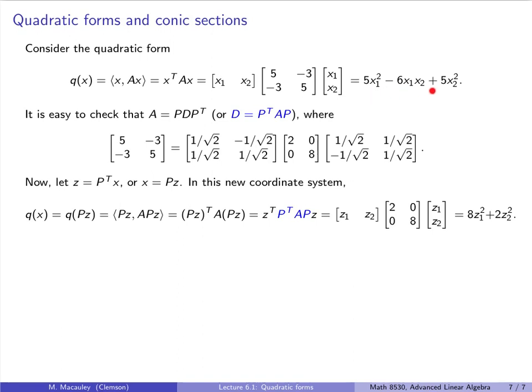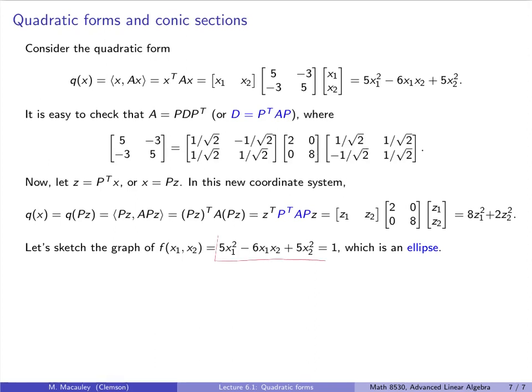Now the graph of this is some sort of surface. I think it's an ellipsoid. That's not clear at all. So what I'm going to do is analyze a particular level set of this. I'm going to sketch the graph of this function, which I claim is an ellipse. That's not obvious, but it's going to be easier if we view it in this z-coordinate system, in other words, our eigenvector coordinates.